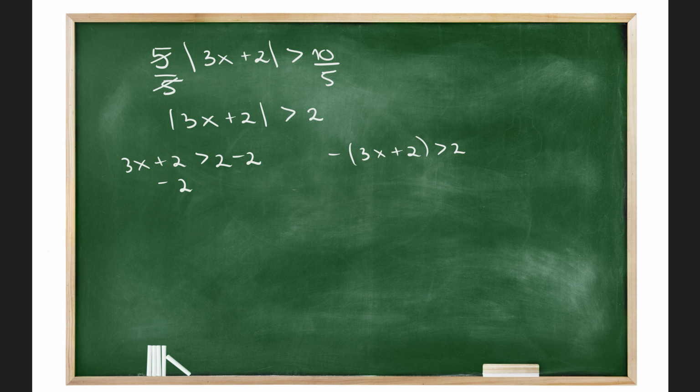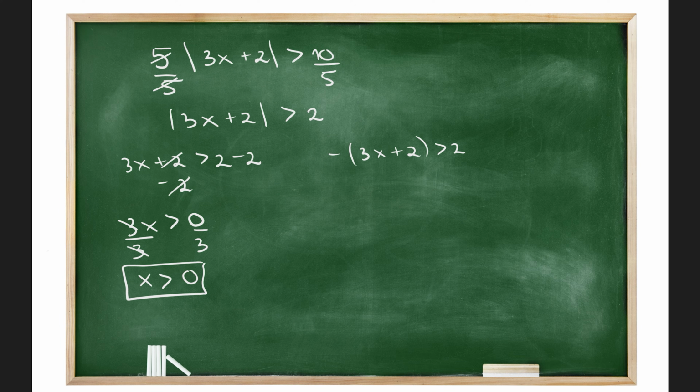The first one we solve as a regular inequality by subtracting 2 from both sides first, and we're left with 3x being greater than 0. Our next step would be dividing both sides by 3, and again 3 and 3 get cancelled, so we're left with x being greater than 0.